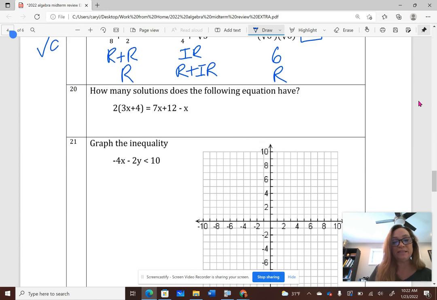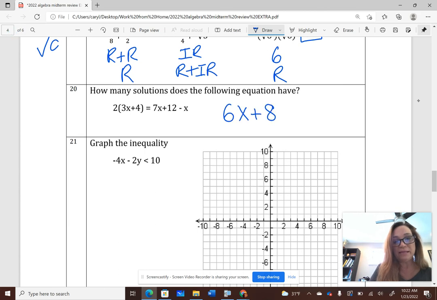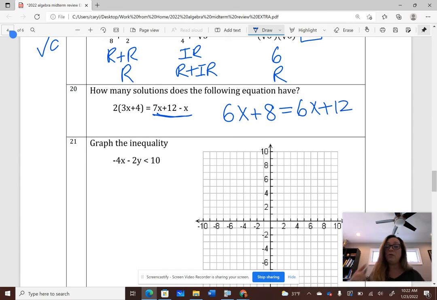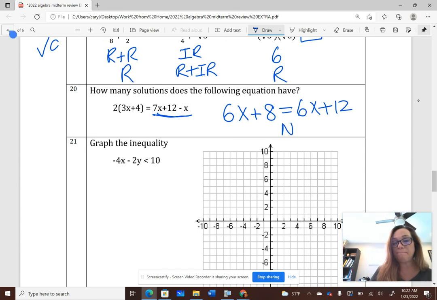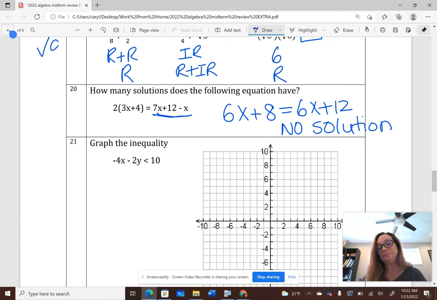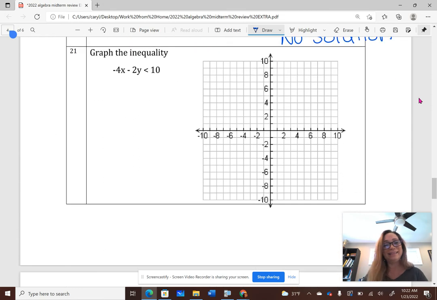Okay, how many solutions does this have? So with the distributive property, I get 6x plus 8. And by combining the like terms here, I get 6x plus 12. Those will end up being parallel, which means no solution. It basically boils down to the fact that 8 doesn't equal 12, which you all know.